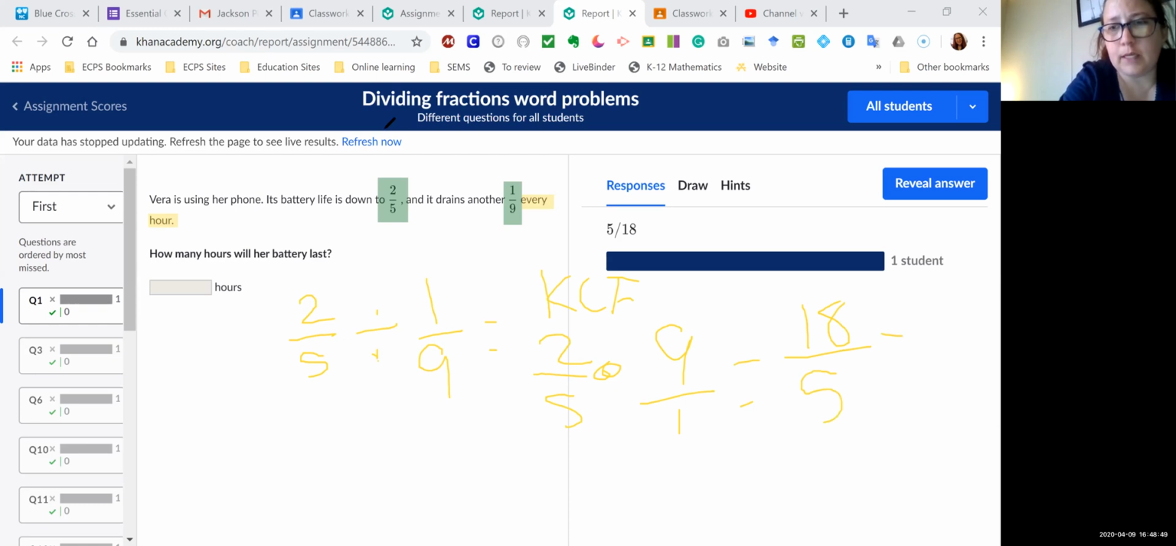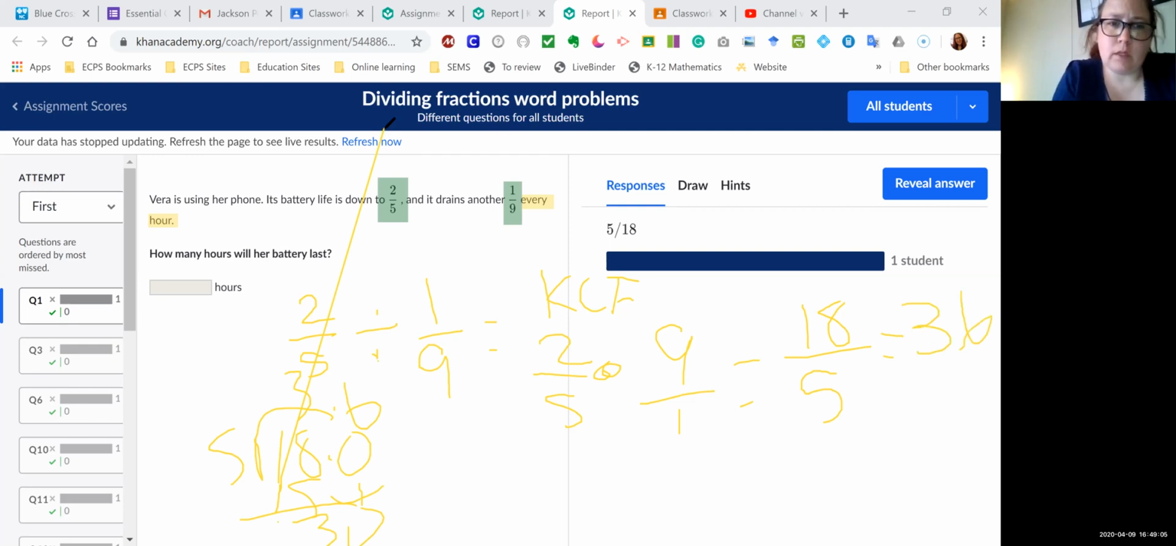which is the same thing as saying, let's see, 5 goes into 18 3 times, with 3 remaining, add a decimal and a 0. So that's really 3.6. So her battery would last 3.6 hours. So the answer you're looking for in this one is 3.6.